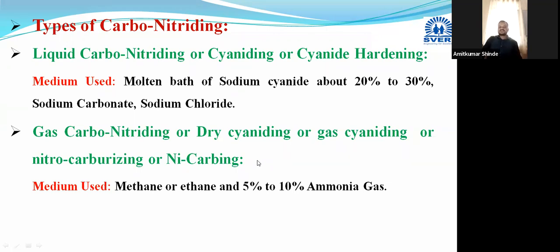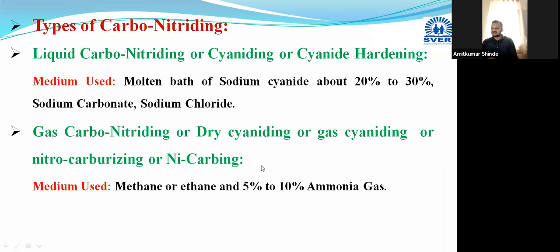In these three methods we are changing the composition of the surface by introducing carbon or nitrogen, or carbon and nitrogen both. There are a few surface hardening treatments where we are not changing the composition of the surface. We are just providing heating in a specific temperature zone, and after that performing quenching operations to get the desired hard and wear resistant surface. That is termed hardening, surface hardening without changing the composition.